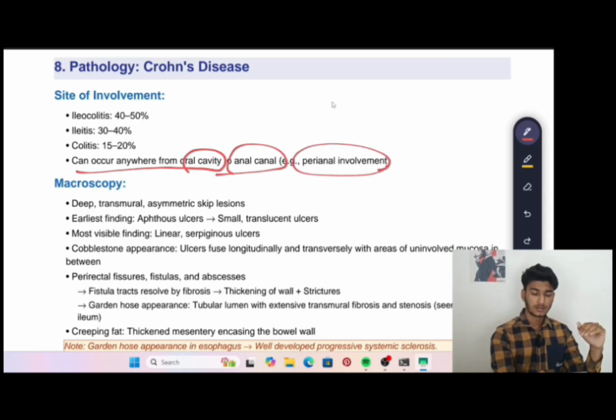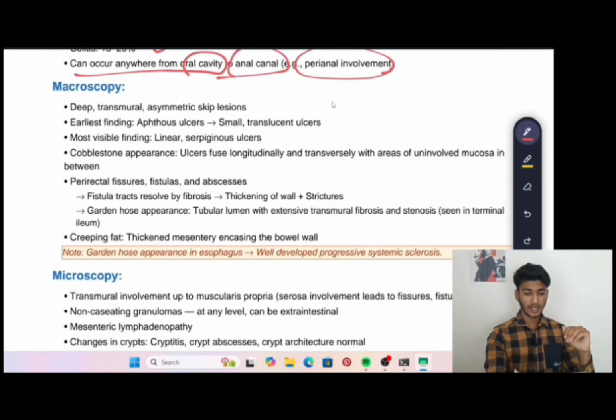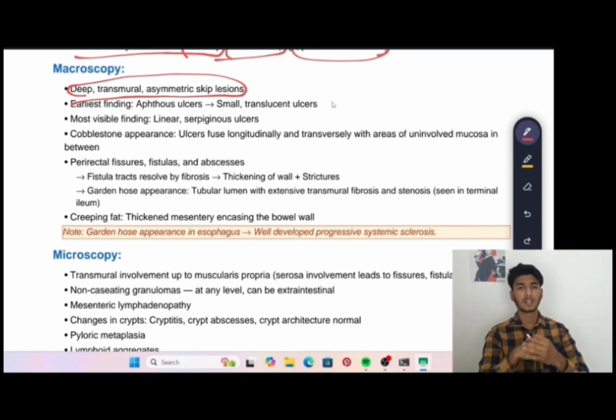In ileocolitis, inflammation in the ileum and colon, it will account for 40 to 50%. Ileitis, in the ileum, it will account for 30 to 40%. In the colon, it will account for 15 to 20%. On microscopic analysis, you will see deep transmural asymmetrical skin lesions. Look, here also skin lesions are present. They were present in ulcerative colitis as well. We can't say that skin lesions are a hallmark for anything.